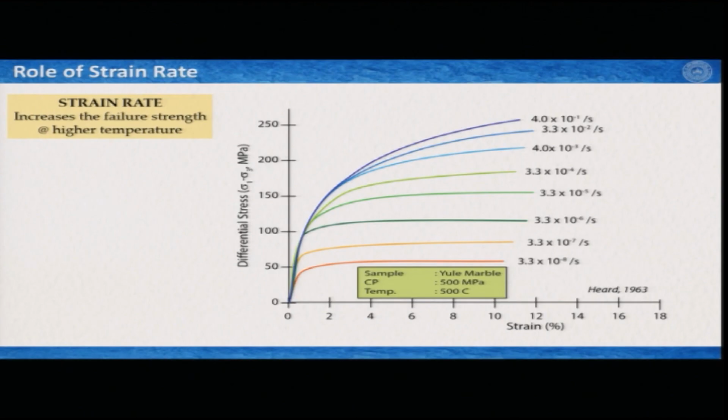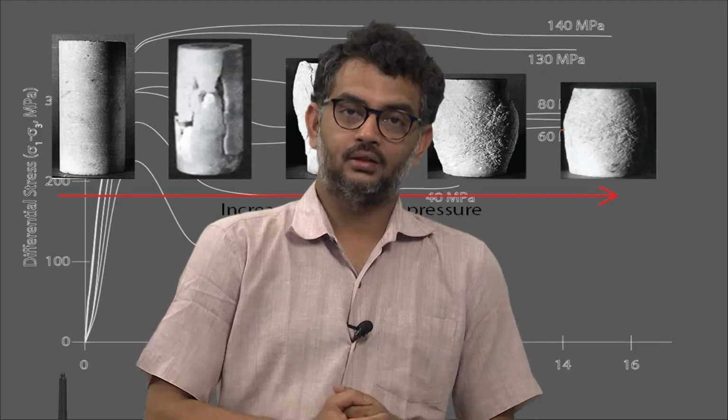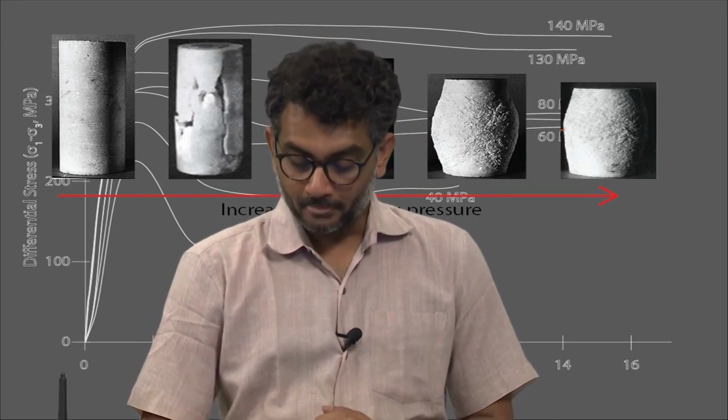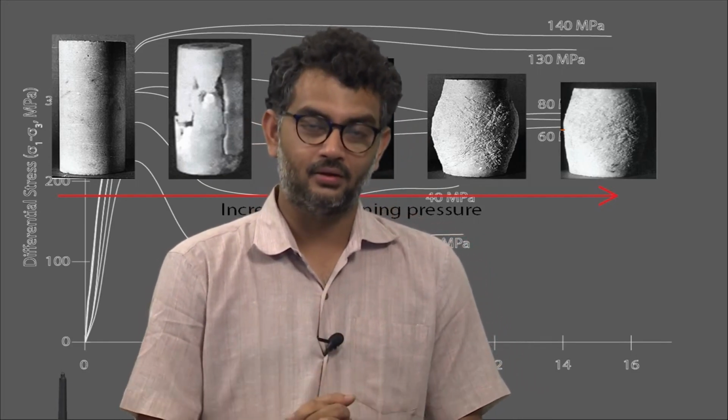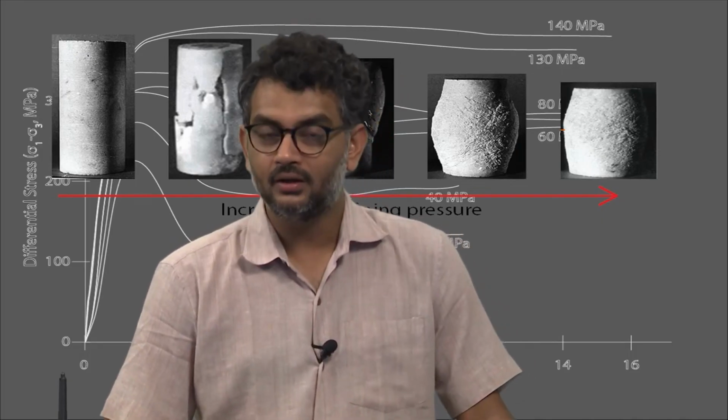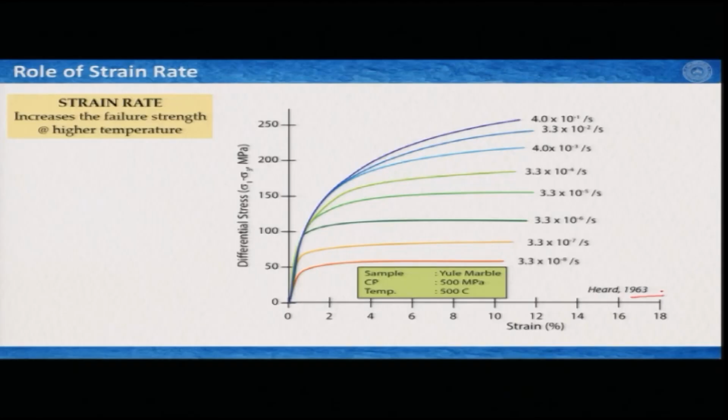Now, let us have a look at this very important series of curves, where we are going to see the effect of strain rate, or deformation rate, that means how fast the rocks are being deformed. These experiments were again performed by another one of the great experimentalists, Heard. It is a paper from 1963, and he worked with Yule marble. The confining pressure was 500 megapascal and the temperature was 500 degree centigrade.